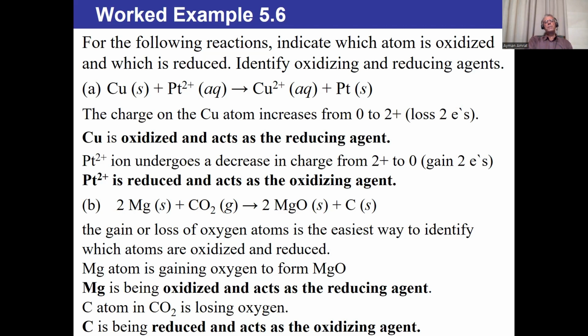In the second part, 2 magnesium with carbon dioxide results in 2 MgO and carbon solid.